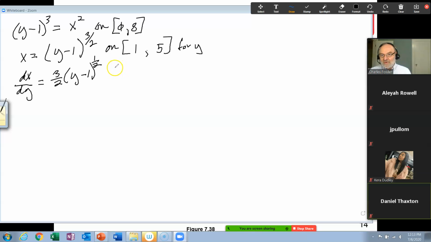Remember, that's the next step, squaring it. So I'm just going to call that x prime, because I don't want to write it all, squared will now be 9/4. You square the outside. Now, when you square something to the 1/2, it just becomes the function, right? So that becomes y minus 1.